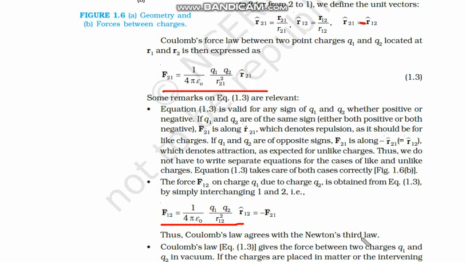Then all of you know that there must be equal and opposite forces. So this Coulomb's law also agrees with Newton's third law. So let us move further. So now this equation 1.3.